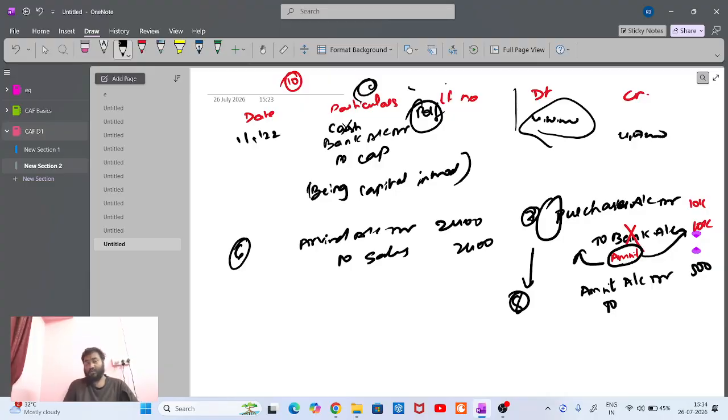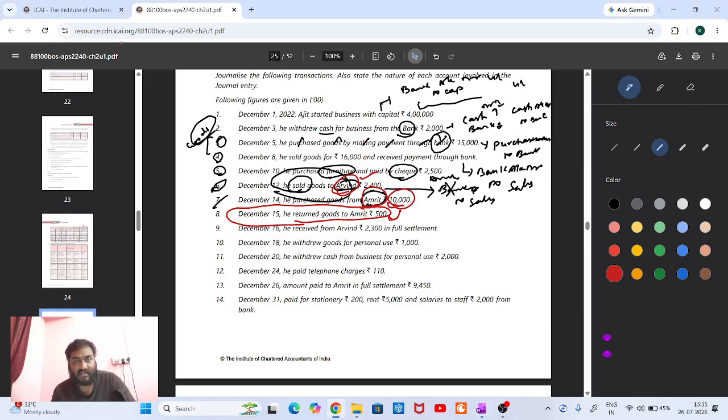What do we do? Maybe purchases or purchase returns. It is another account. Keep this in mind. Purchase returns comes here. Okay. This is a journal entry for the 8th.